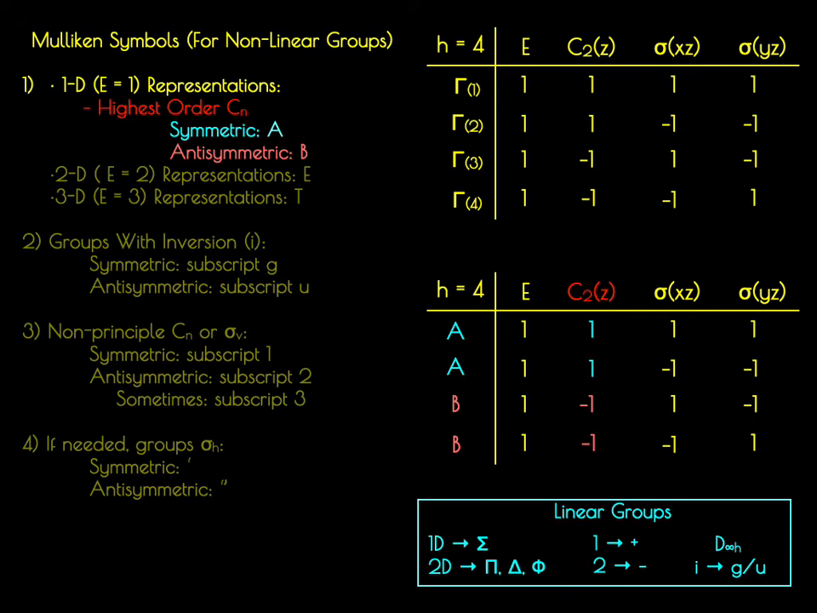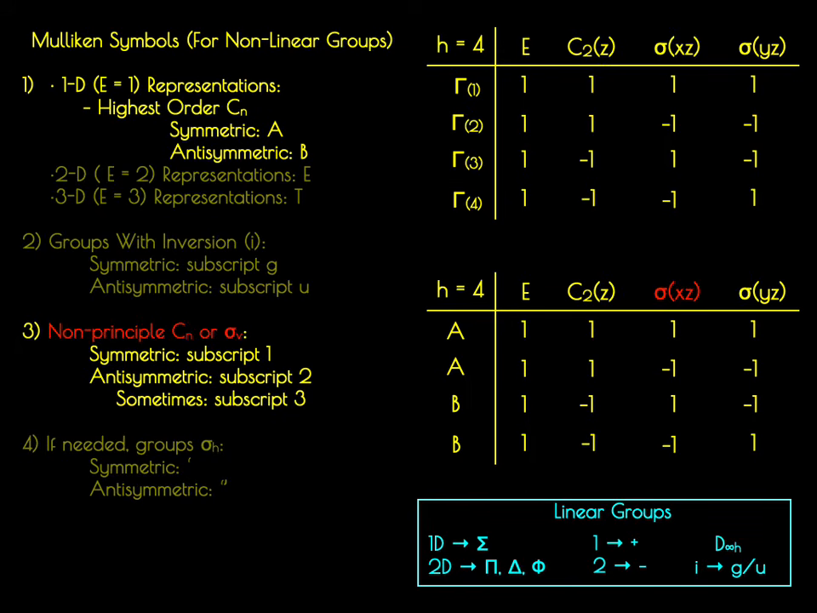Next, we look at the inversion center. There is no inversion center in this group, so we skip number 2 and move on to 3, where we look at the non-principal Cn or the mirror plane. So we're going to look at the mirror plane. There is no perpendicular C2. That's sigma xz. If it's symmetric, we give a subscript of 1. If it's anti-symmetric, we give a subscript of 2.